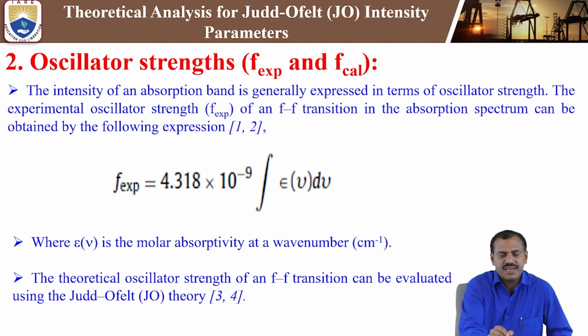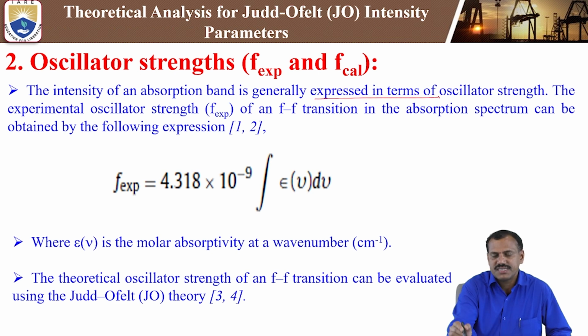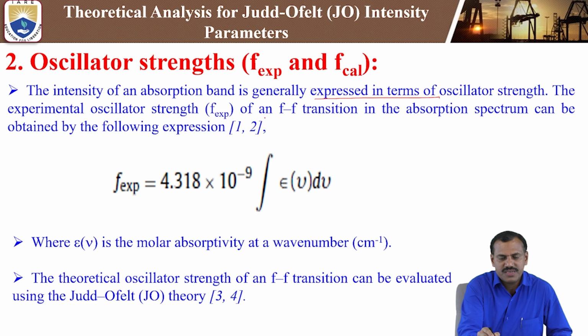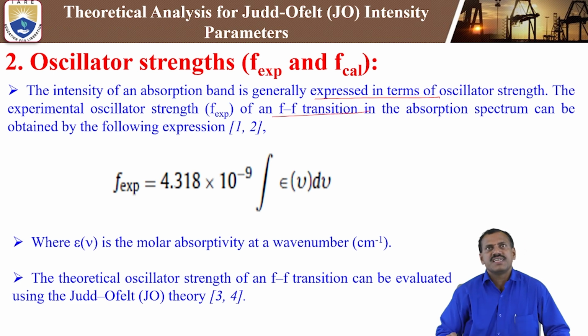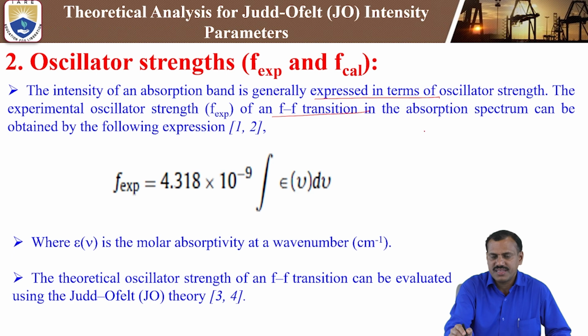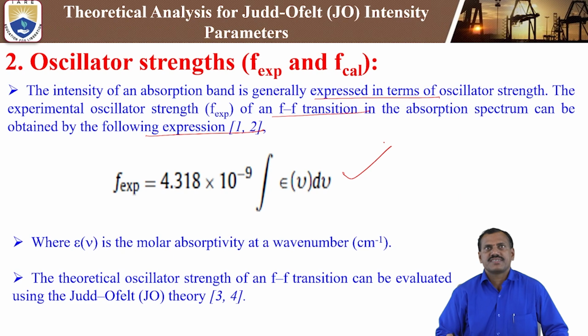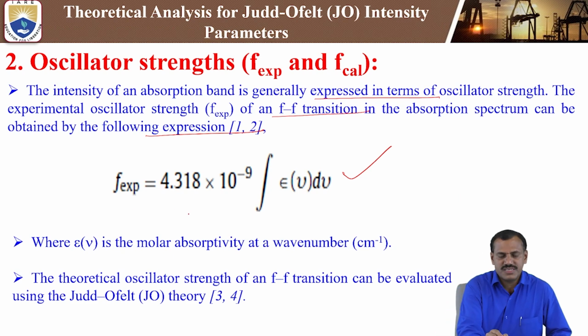The intensity of an absorption band is generally expressed in terms of oscillator strength. The experimental oscillator strength, f experimental, of an f-f transition, each being a transition from f to f only, can be obtained from the absorption spectrum by the following expression: f experimental equals 4.318 times 10^-9 times the integral of epsilon of nu d nu.